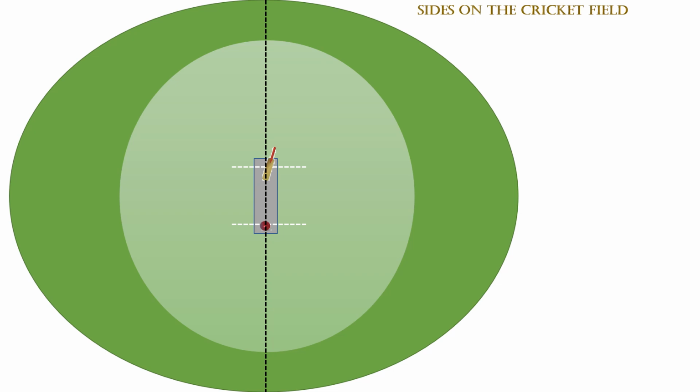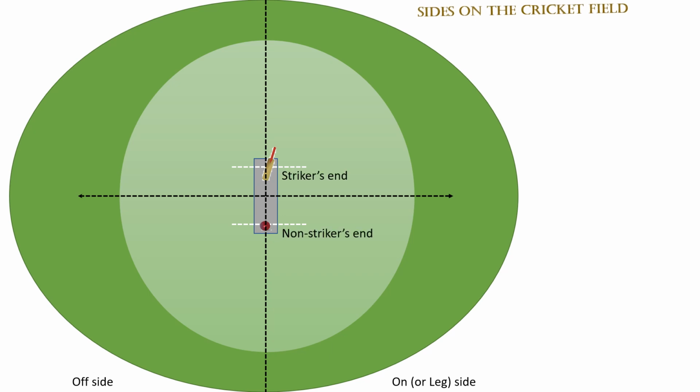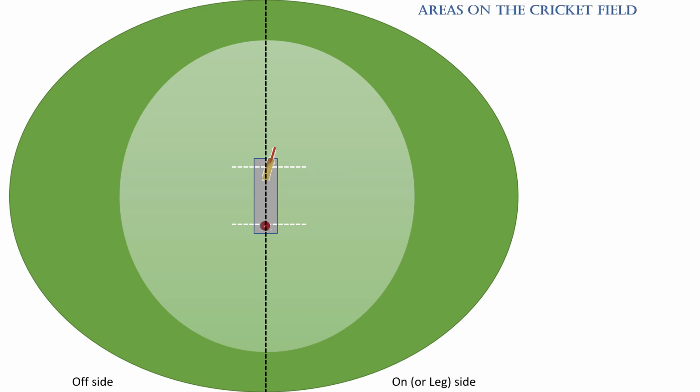So if we divide the cricket field into two halves, then the side which is on the right hand side of the batsman is called the off side, and the side which is on the left hand side of the batsman is called the leg side or the on side. This layout is for a right-handed batsman. If the batsman were a left-handed batsman, the positions of the on side and the off side will be reversed. Of course we have two ends, the striker's end and the non-striker end. The striker's end is the one where the striker, the batsman or the batter, is playing, and the non-striker end is the one from where the bowling is being done.